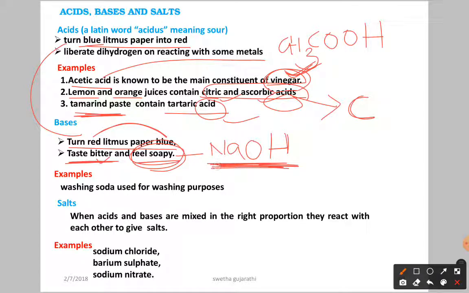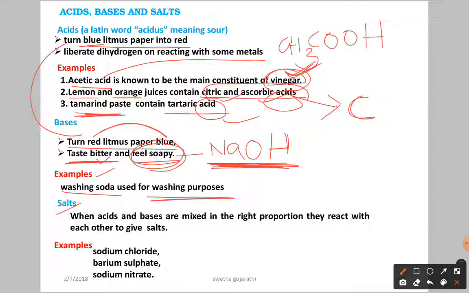What does soapy nature mean? If you touch soap, the way it feels is called soapy. Now, an example: washing soda, which is used for washing purposes.